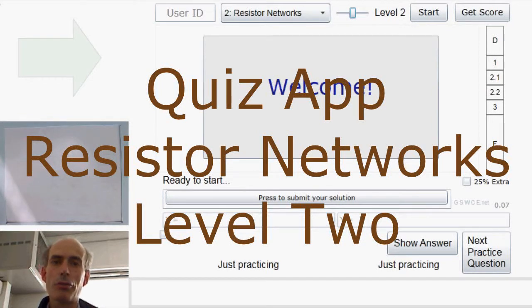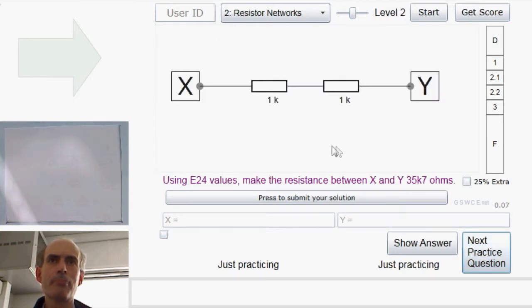Moving on, resistor networks level 2. Let's get a problem. This gets a little bit more interesting because now we can't move the resistors around or rewire them, but we can change their values, like so. And it's asking us to use E24 values. So you have to know what the E24 preferred value series is.